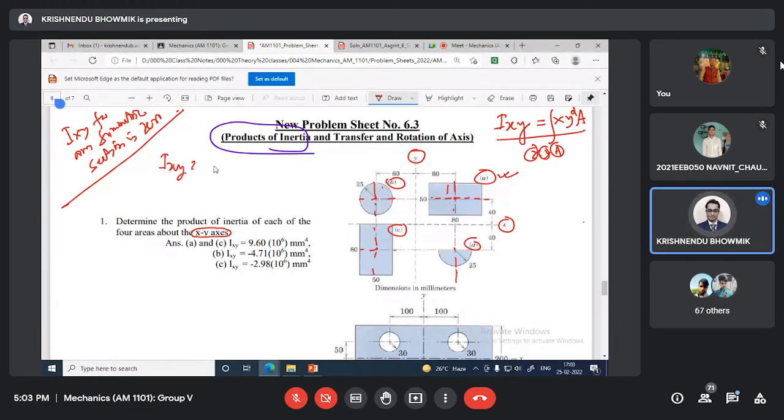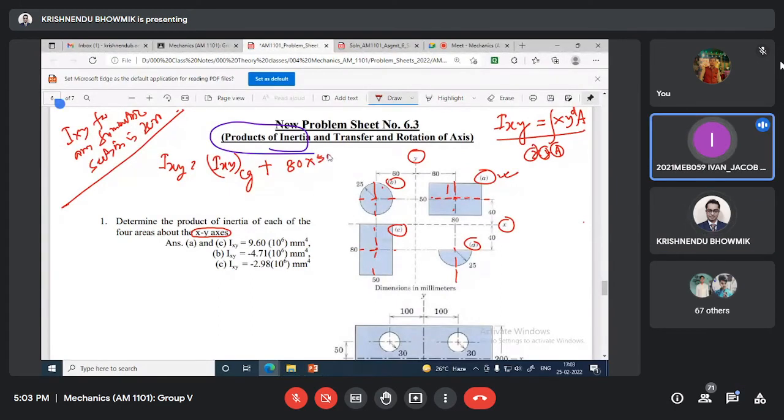Now, for case A, IXY will be IXY CG plus area times distance from x axis times distance from y axis. What is the area? 80 multiplied by 50, that is 50, multiplied by the distance from the x axis, 40, multiplied by the distance from the y axis, 60. 50, yeah, millimeter to the power 4. And this is 0, is it not?